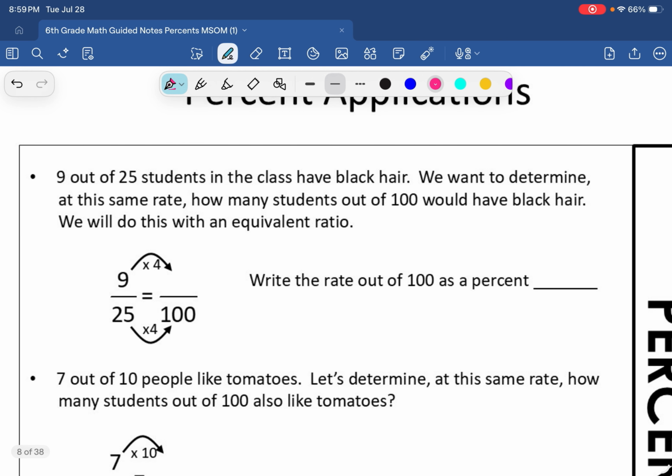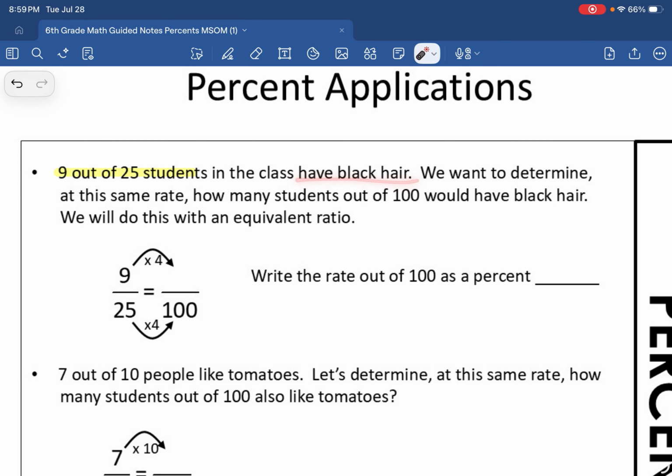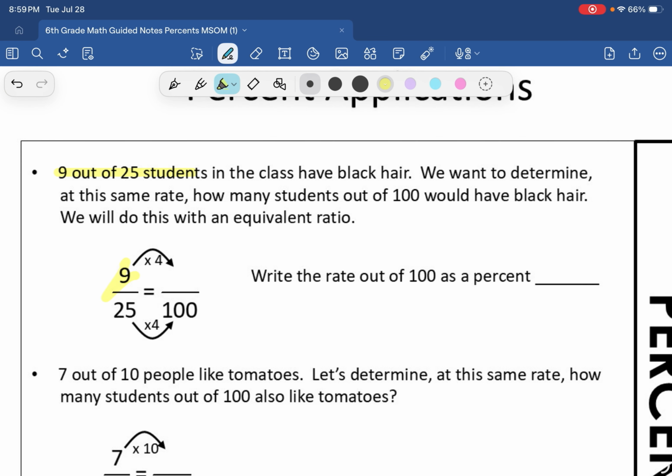Now we are going to look at percents as rates. It says 9 out of 25 students in the class have black hair. We want to determine at the same rate how many students out of 100 would have black hair. We will do this with an equivalent ratio. So we have my 9 out of 25 right here, and then my whole on my second ratio is 100, because we want to know how many students out of 100.